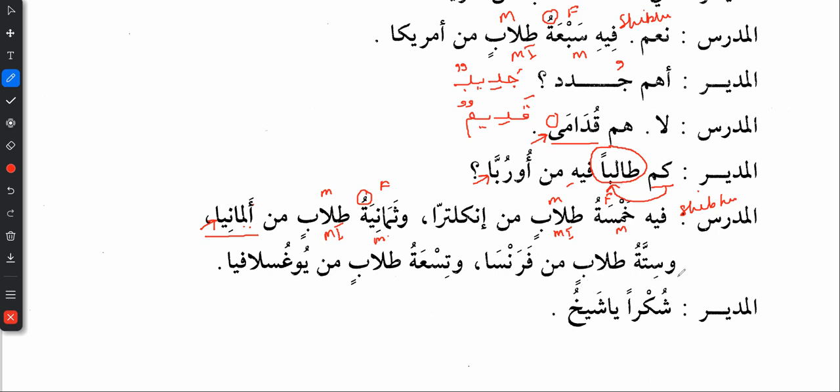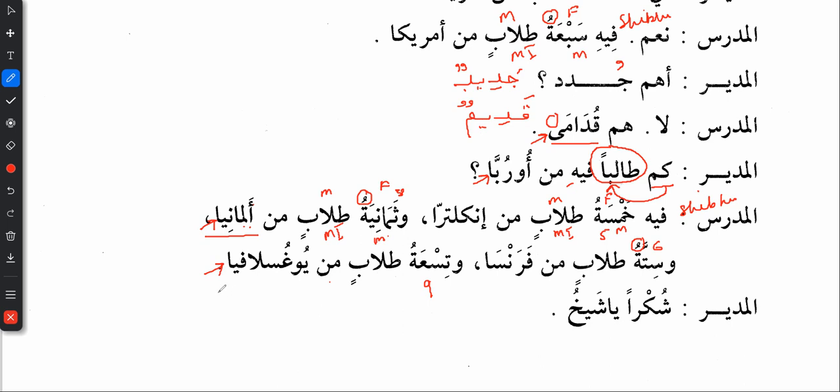Wa sittatu tullabin. This is again sittatu tullabin min Faransa, which means from France. Wa tis'atu tullabin means it is 9 students. This is 6 students. This is 5 students. This is 8 students. And tis'atu tullabin min Yugoslavia, which means Yugoslavia. So this is also from the weak letters.